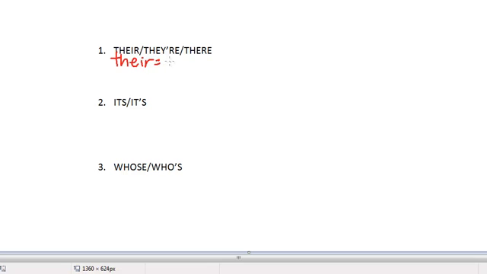THEIR, this is a possessive pronoun, meaning they went to their rooms. And the second, they're with an apostrophe, is a contraction for they are. In this case, the apostrophe is taking the place of the A. And then the third, THERE, just means like over there. It's just referring to the place. So it's neither a contraction nor is it a possessive.